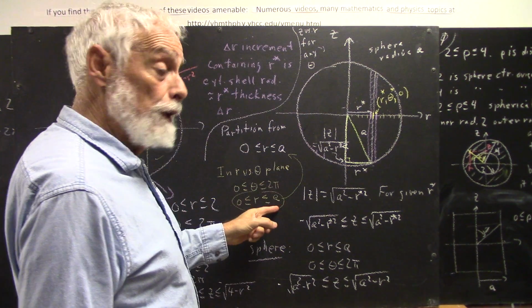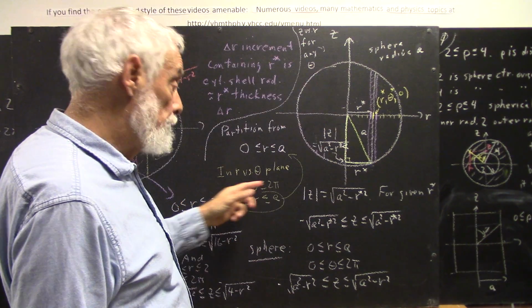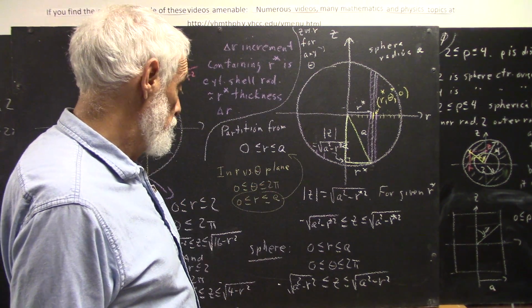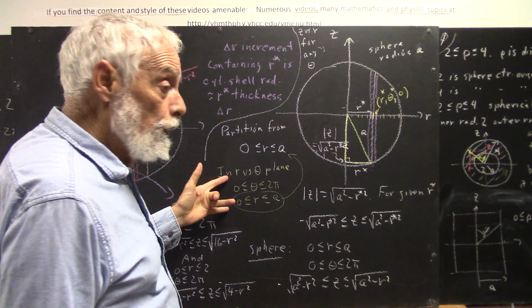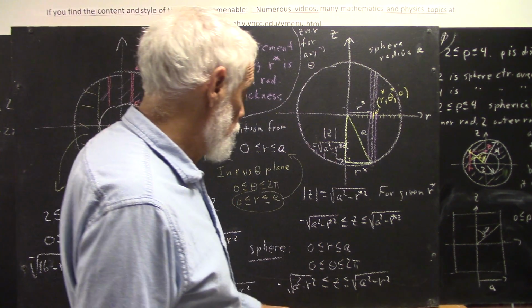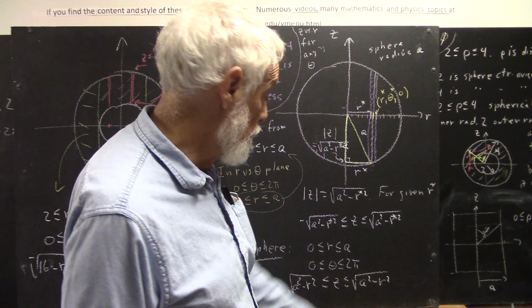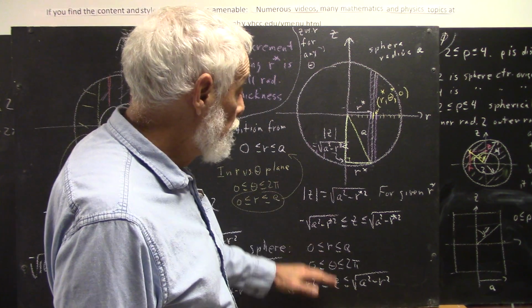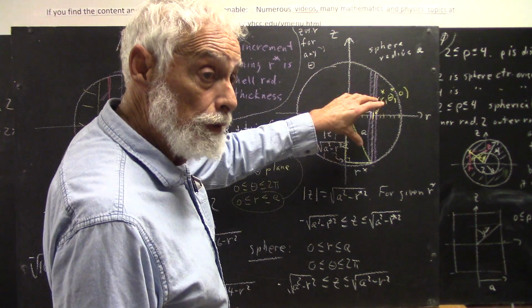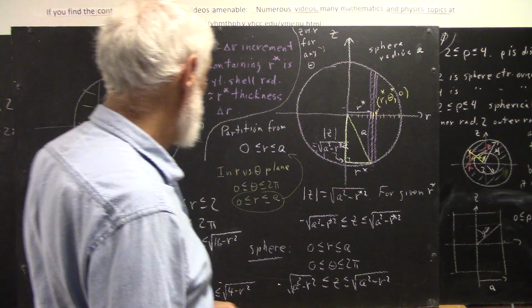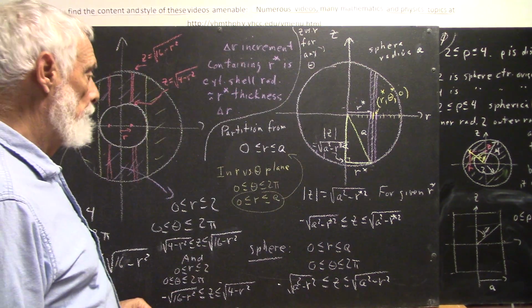So r can go from 0 to a, theta can go from 0 to 2 pi, and for any r and theta, z will go from negative square root of a squared minus r squared to the square root of a squared minus r squared. These inequalities define our sphere. And that isn't really too awfully difficult.